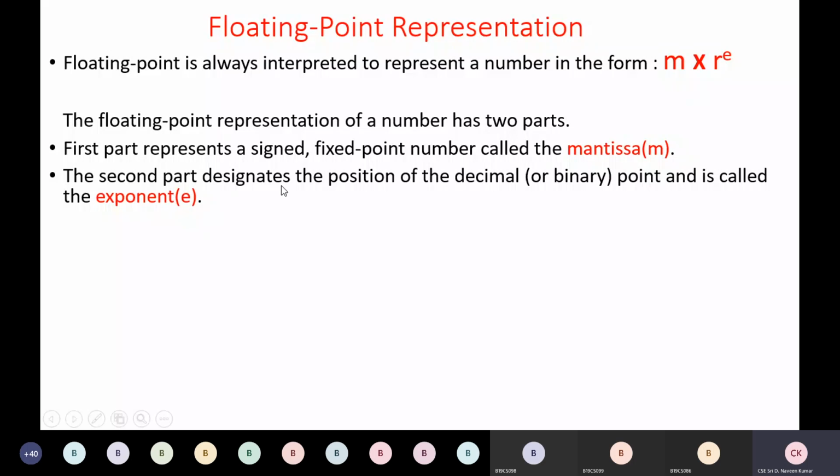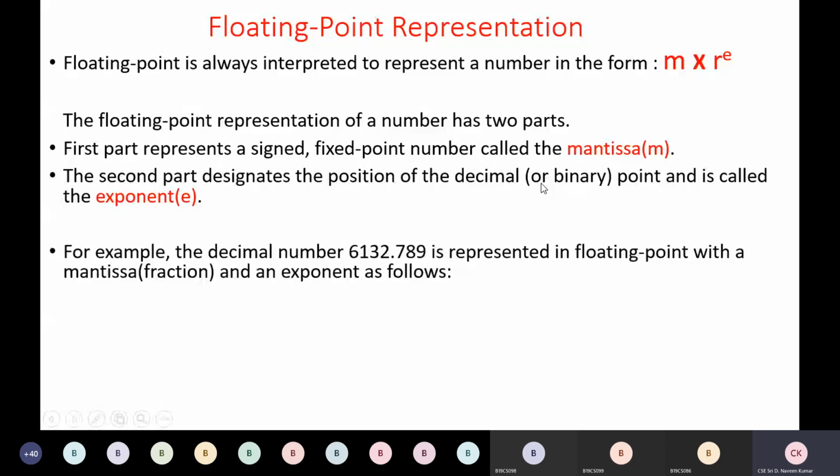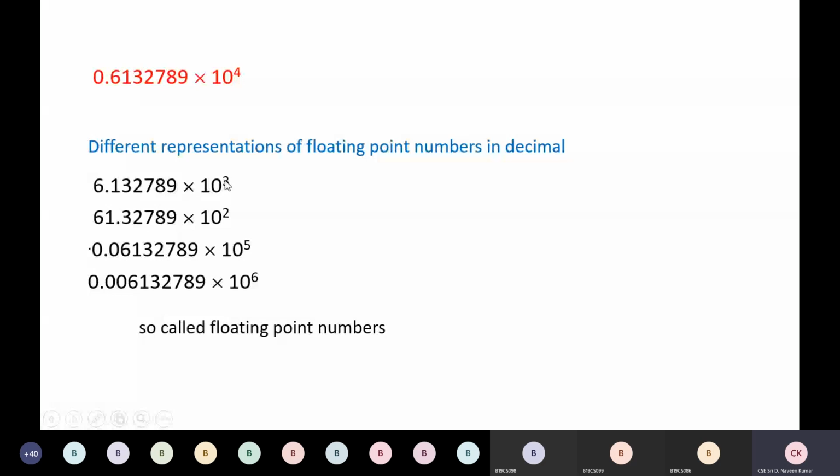You can see the second part designates the position of the decimal point and is called the exponent. So this exponent designates where the decimal point needs to be. So it shifts, and we can say this decimal point is floating. That's why we call these numbers floating point numbers, because based on the exponent, it's floating.